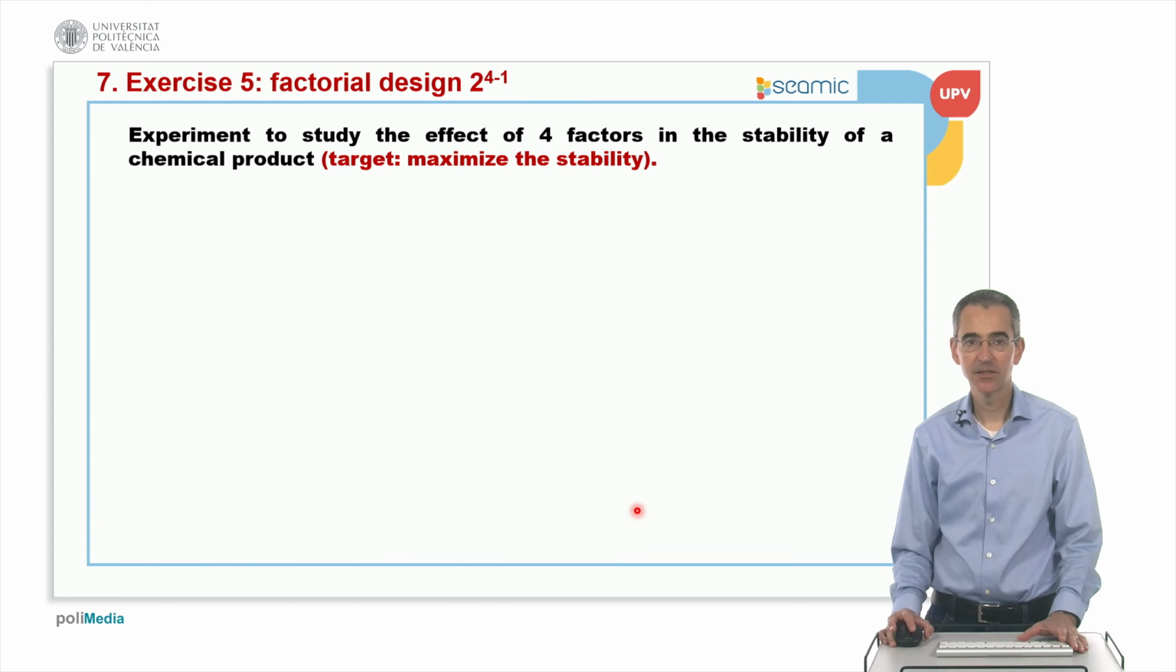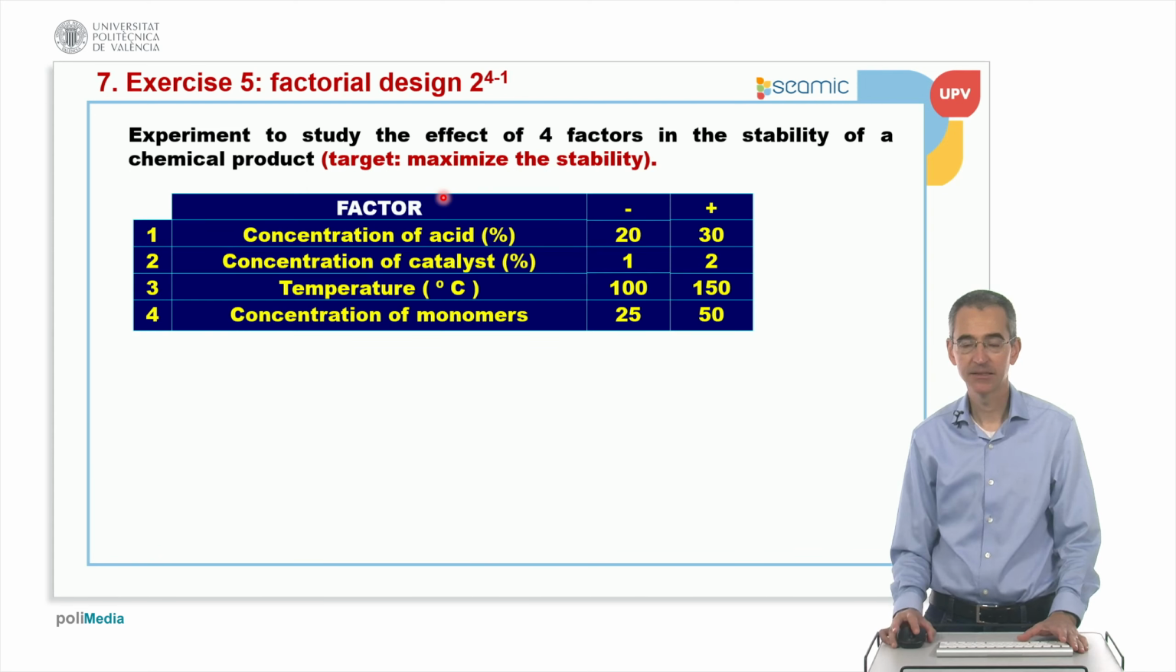Good. Now this is another exercise. It is a factorial design called 2 power 4 minus 1. The minus 1 means that it is a fractional factorial design where we are carrying out 50% compared with the complete design. In this case we want to study the effect of 4 factors on the stability of a chemical product. We want to maximize the stability of this product. And these are the 4 factors.